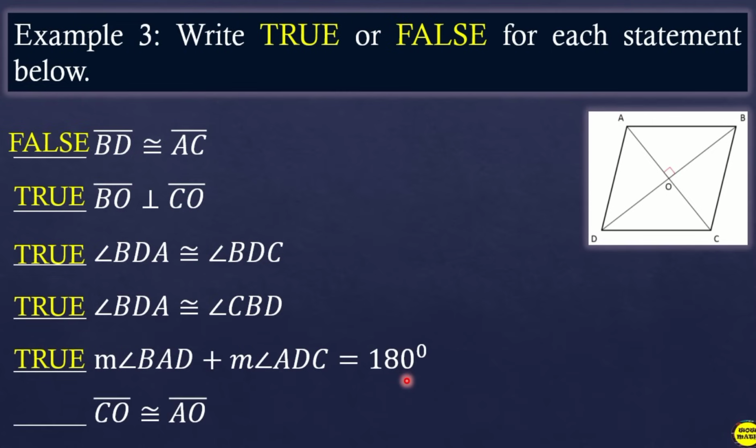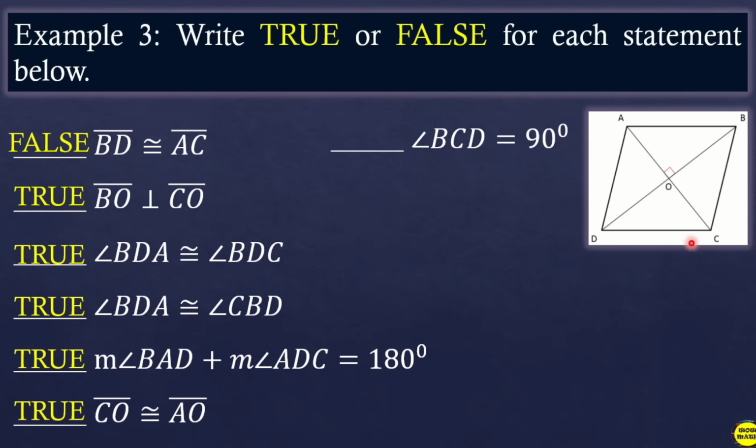Next, we have segment CO. This is your CO is congruent to AO. So, this is also true kasi ito po ay diagonals bisect each other. So, kung bisect niya yung isang diagonal, ibig sabihin, two congruent segments ito. So, they are congruent. Next, angle BCD. So, BCD, so ito po, yung angle C mo is equal to 90 degrees.